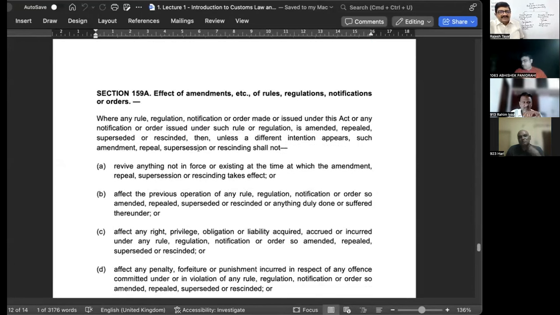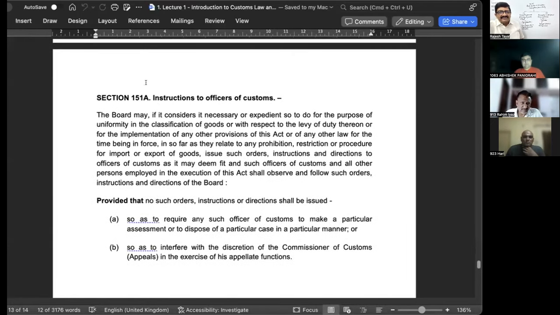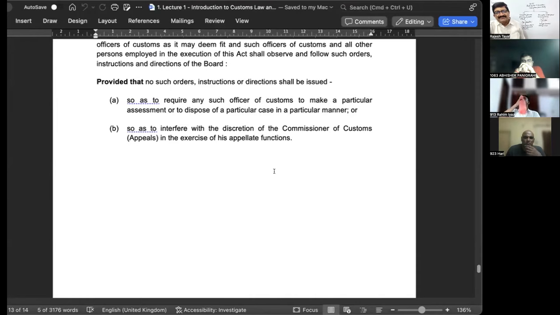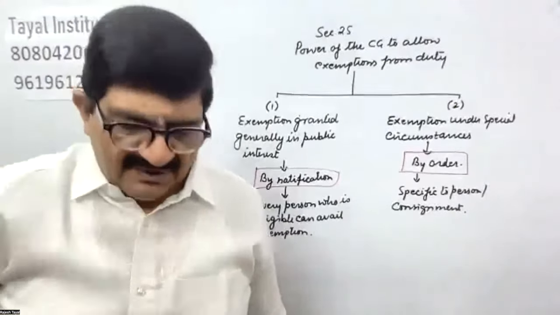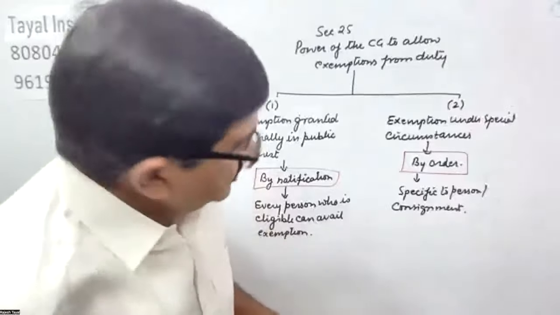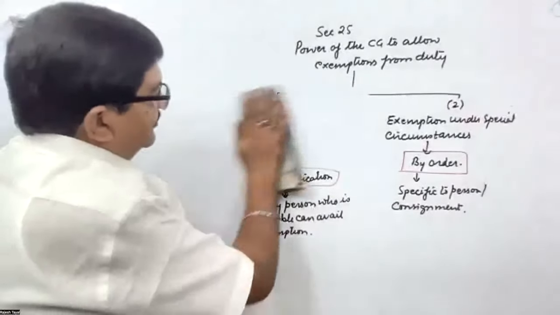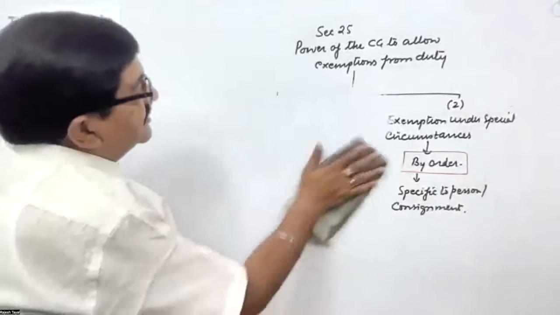Next, 159A, effect of amendments, no retrospective effect unless specifically provided for. 151, instructions. So something may be issued in the name of circular or something can be named as an instruction that can be issued by CBSE and it is binding effect on all adjudicating authorities. This much we had done yesterday. So now if you have any doubt pertaining to what we discussed yesterday, we can take up and then we proceed to next part.